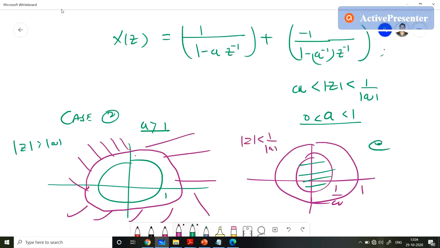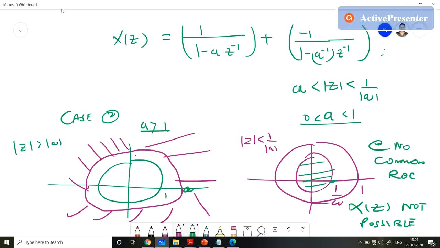So basically we see that there is no common ROC. So this is A and this is 1 by A. So no common ROC, so X(z) is not possible in this case.